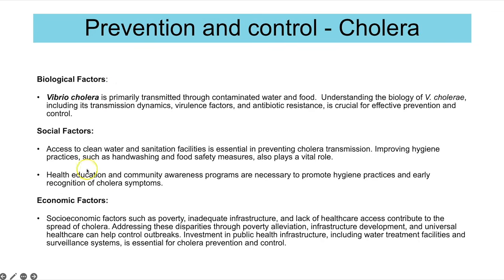Social factors as well, knowing that drinking or having access to clean water is essential. Improving hygiene practices such as washing hands can also have a huge role in trying to prevent these spreads, as well as education and having communities aware of how it is transmitted. Lastly, then we've got the economic factors. So again, it's linked into the idea of poverty, poor infrastructure. If you can improve all of those, it's going to help reduce the spread and contraction of cholera.